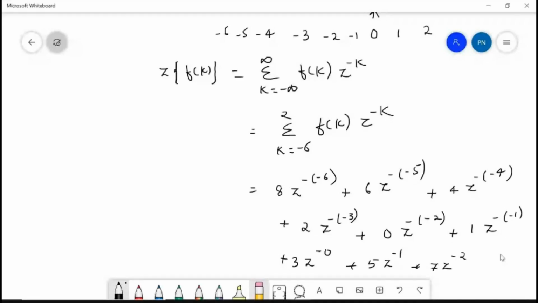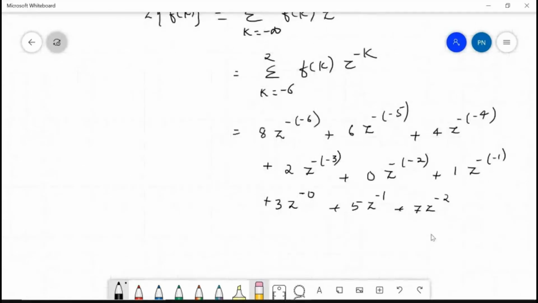And k takes the values in this problem from -6 to 2. So when k is -6, I have written minus of -6, minus of -5, and so on. So k takes the values -6, -5, -4, -3, -2, -1, and then 0, 1, and 2. And corresponding to these values of k, we are given f of k. So write the corresponding f of k in the form of a series, then just simplify and bring it in the form of a series. That's it. That will be the answer.